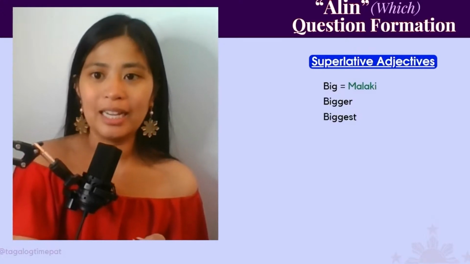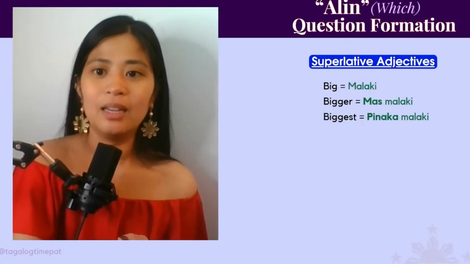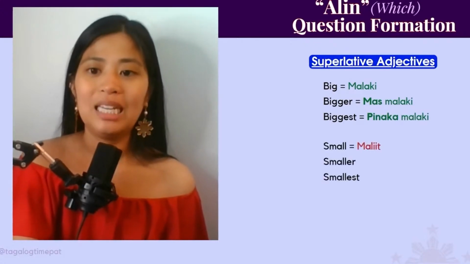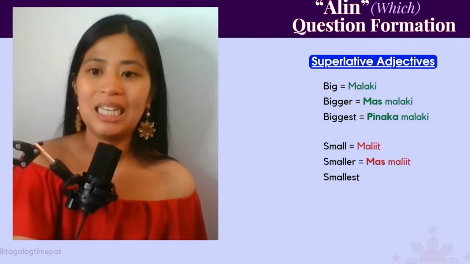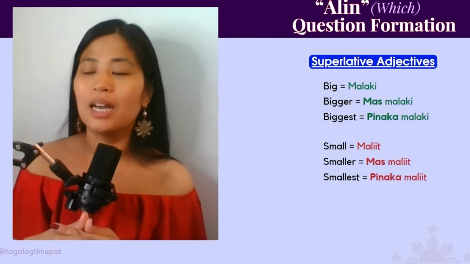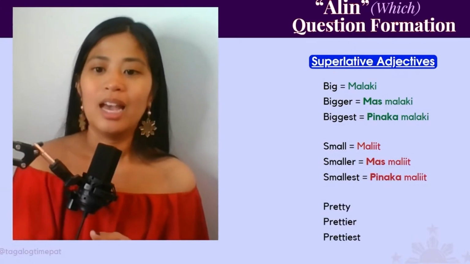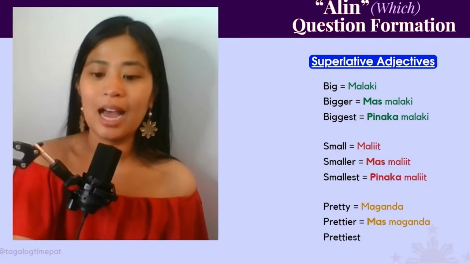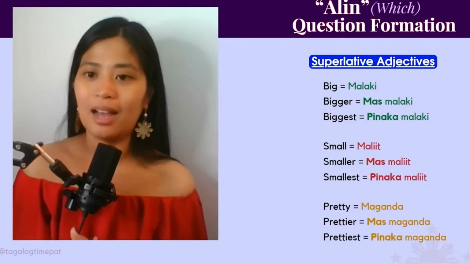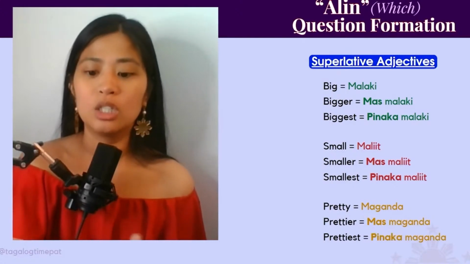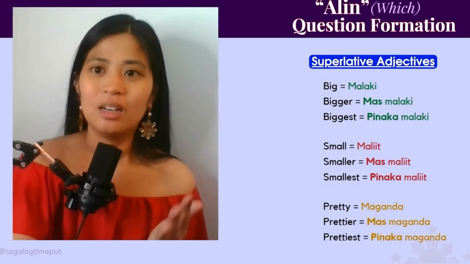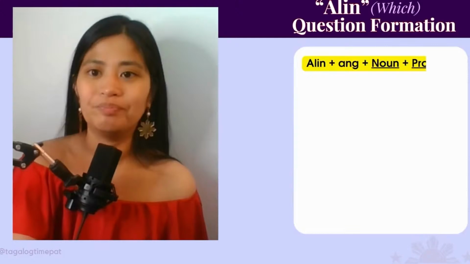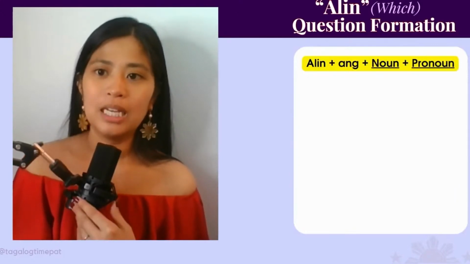So big is malaki, bigger is mas malaki, biggest is pinakamalaki. Small is maliit, smaller is mas maliit, smallest is pinakamaliit. And then just one more example, pretty is maganda, prettier is mas maganda, prettiest is pinakamaganda. So those are the different ways you can describe something, especially in this alin question form, like which is bigger, which is the biggest.